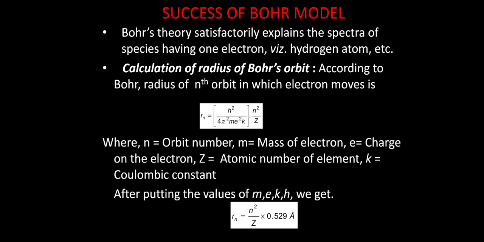If we put this value for hydrogen, n is always equal to 1. The electron is present in the first orbit, and z, the atomic number of hydrogen, is 1. So n square is 1 square, z is 1. So it becomes 1 by 1. So the value of the hydrogen orbit will come out to be 0.529 angstrom. That particular value we call the Bohr orbit also.